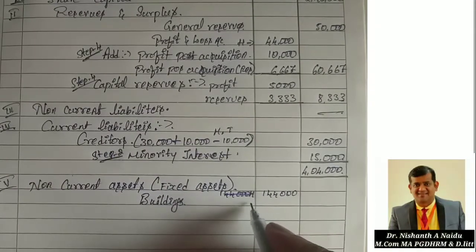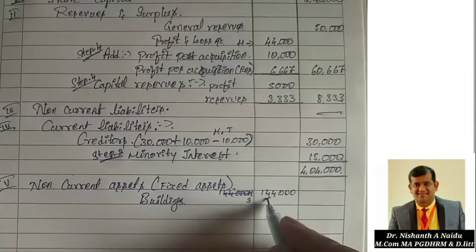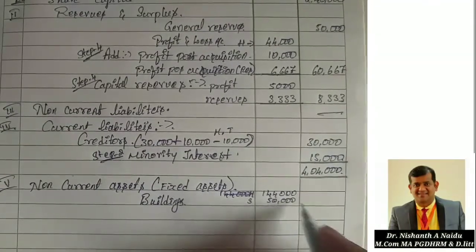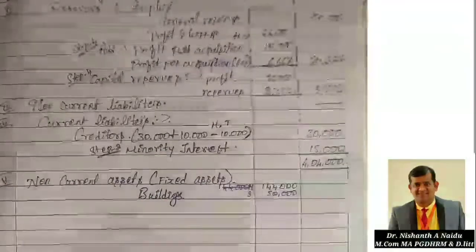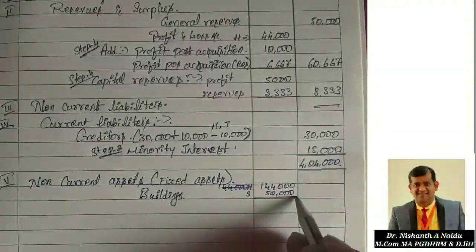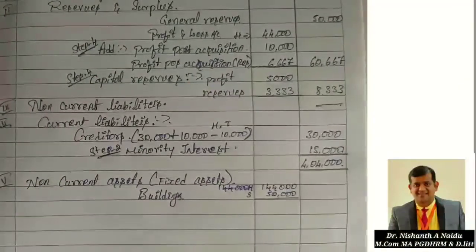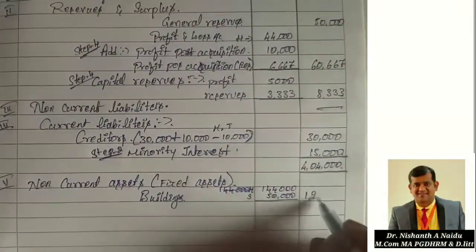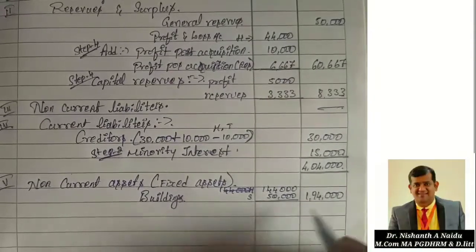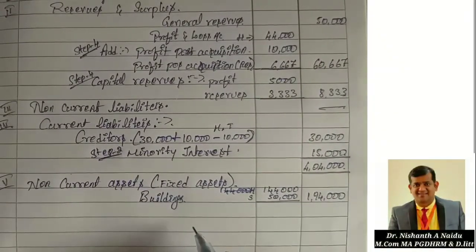So this is H Company. What is the value of S Company now? S Company is 50,000 rupees. So write 50,000 rupees. So 1,44,000 plus 50,000 rupees. So H Company and S Company Limited together, that comes to 1,94,000 rupees. So we are done with the building.